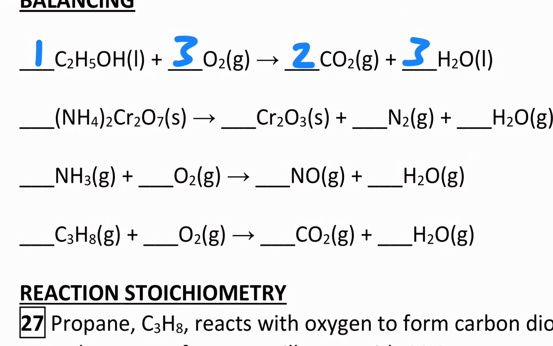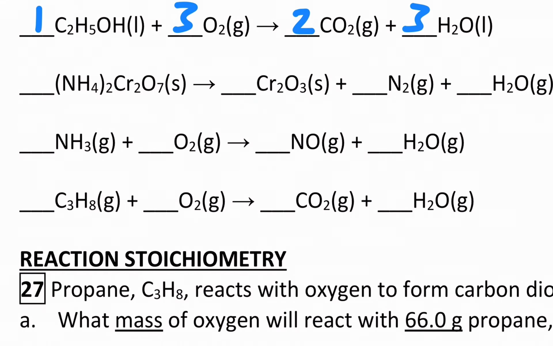Let's do one more, and then I'll have you try the two without me, and then we'll see how you did. So here's ammonium dichromate decomposing into 3 other things. Looks like we have 2 nitrogens on the left, and I already have 2 on the right. I got 8 hydrogens on the left, so I'm going to need 4 in front of the H2Os. We have 2 chromiums and 2 chromiums.